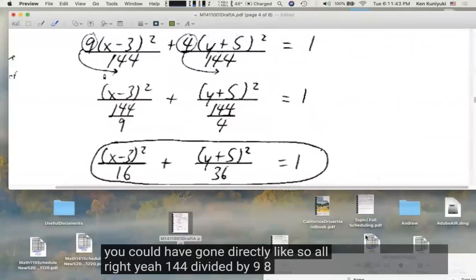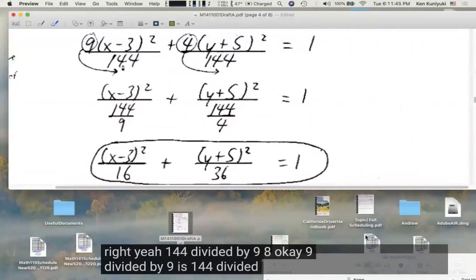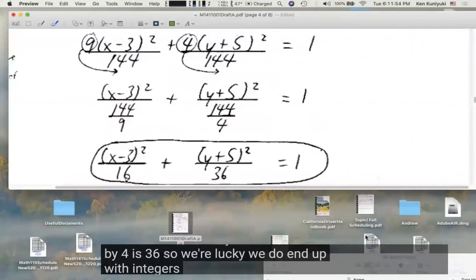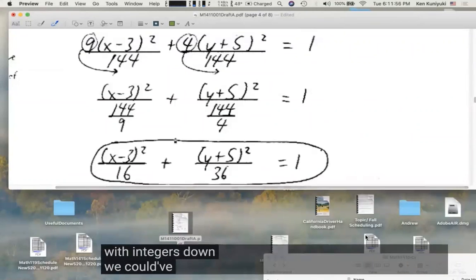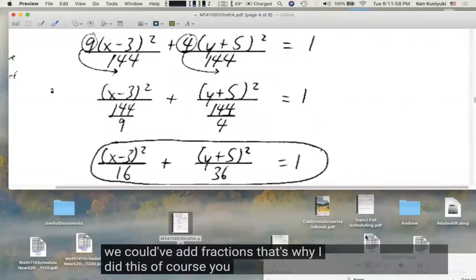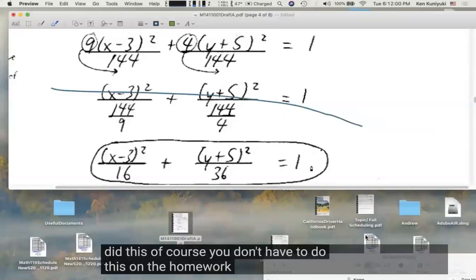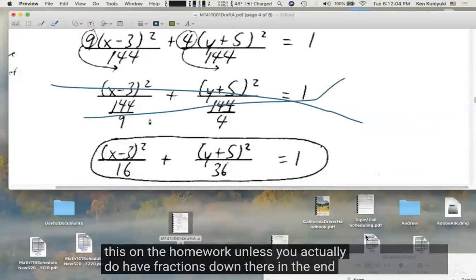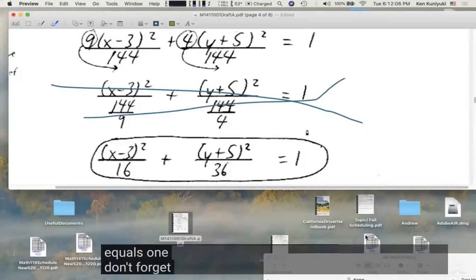144 divided by 9. Okay, 9 divided by 9 is 1. 144 divided by 9 is 16. Over here, 4 divided by 4 is 1. 144 divided by 4 is 36. So we're lucky. We do end up with integers down below. We could have had fractions. That's why I did this. Of course, you don't have to do this on the homework, unless you actually do get fractions down there in the end. Okay, equals 1. Don't forget the equals 1.